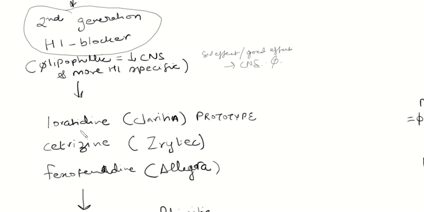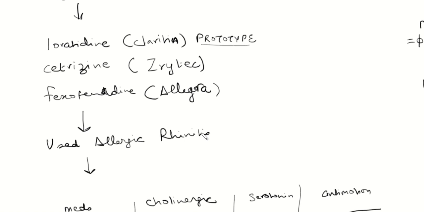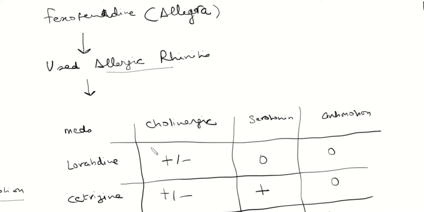Let's look at some of the drugs. Loratadine, that's Claritin, cetirizine, Zyrtec, fexofenadine, Allegra. So these are the three drugs. Claritin is usually the prototype. Okay. What's the use? Allergic rhinitis. They don't have any CNS or central nervous system use.